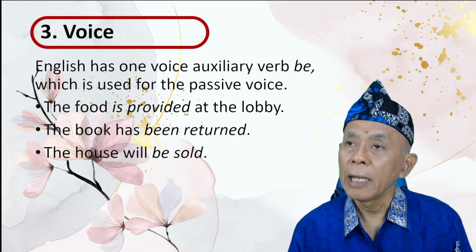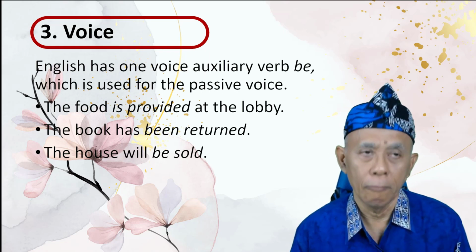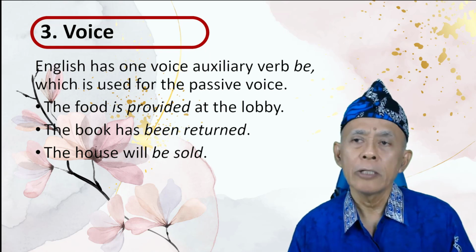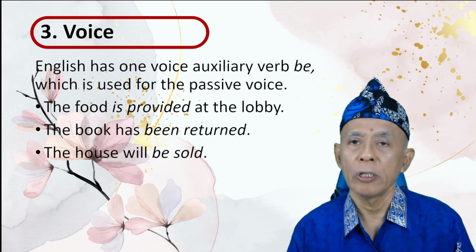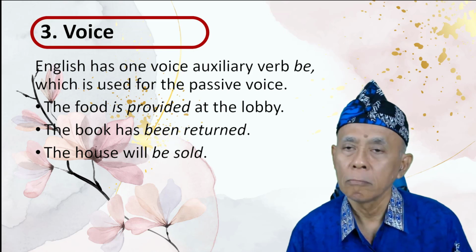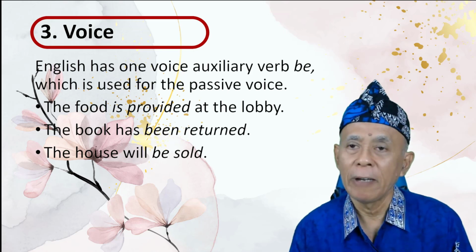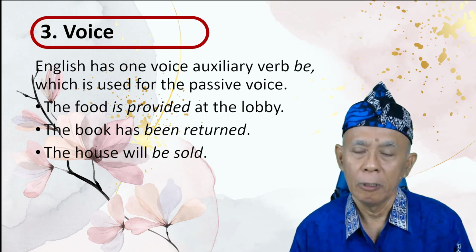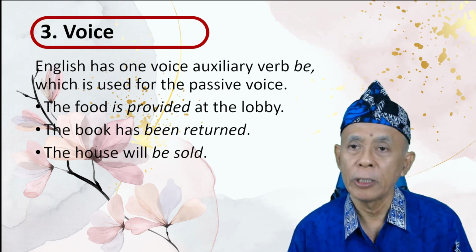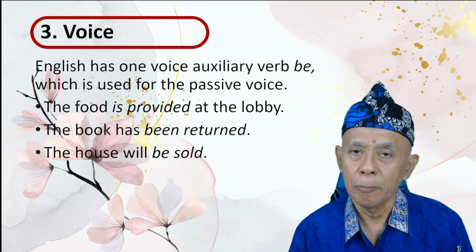The next kind of auxiliary verb is voice. English only has one voice auxiliary verb, namely be. It shows that the sentence is passive. Voice can be active or passive, but we don't have any auxiliary verb for the active. We don't have an auxiliary verb to show that the sentence is active. We only have one auxiliary verb be to show that the sentence is passive.